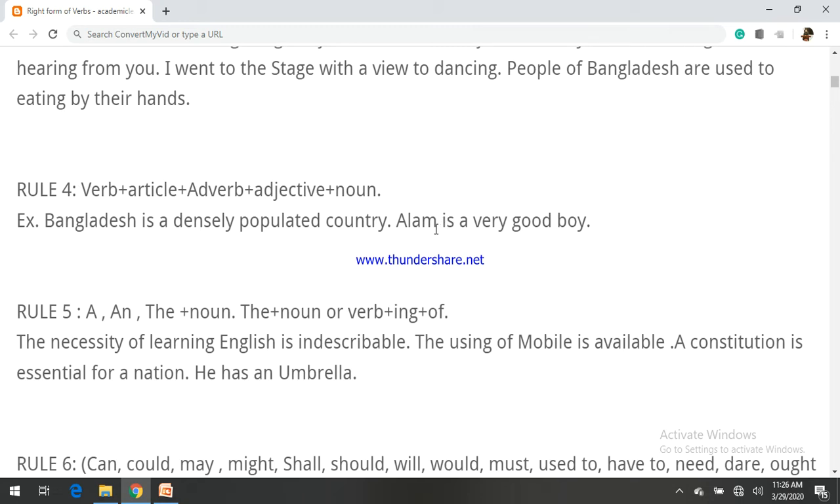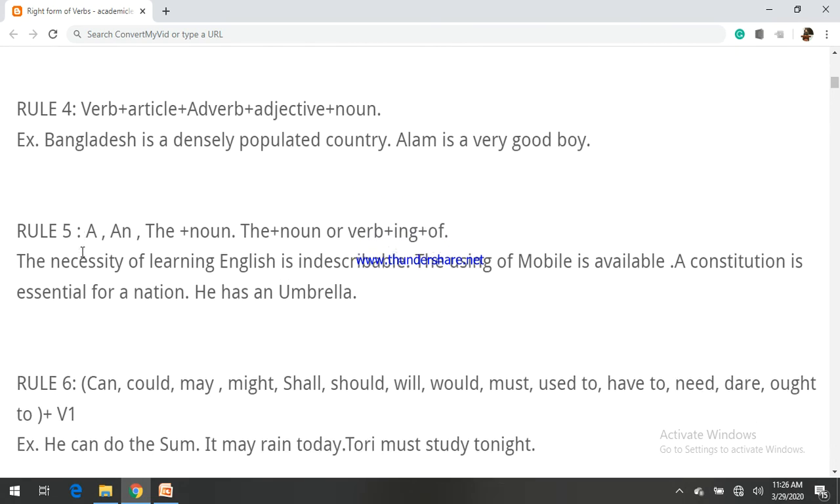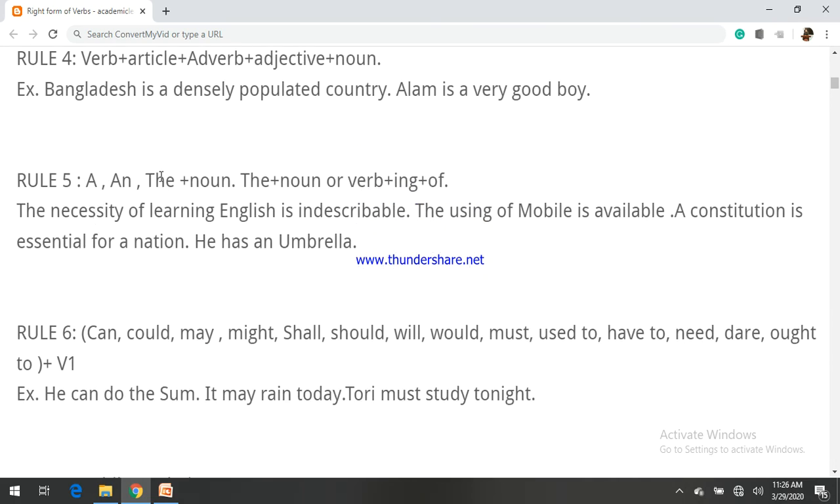Same, Alam is subject, is is verb, a is article, that means subject plus verb plus article plus very is adverb, and good is adjective, boy is noun. These two sentences follow rule number 4. And then rule number 5: the plus noun. That means after these articles you have to add a noun.